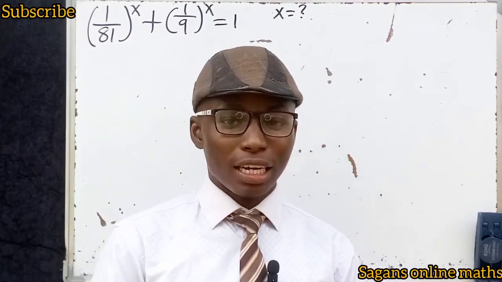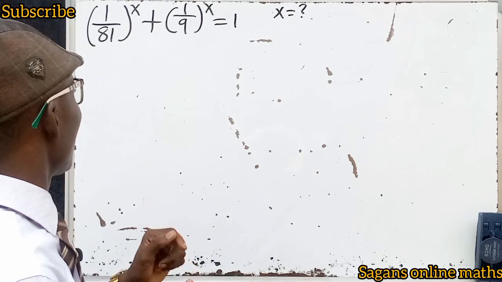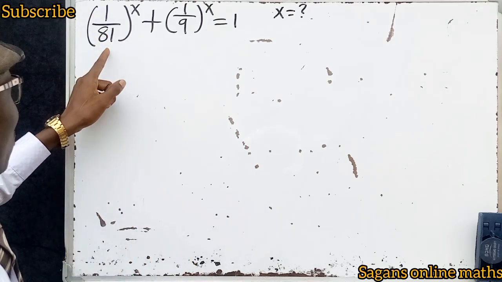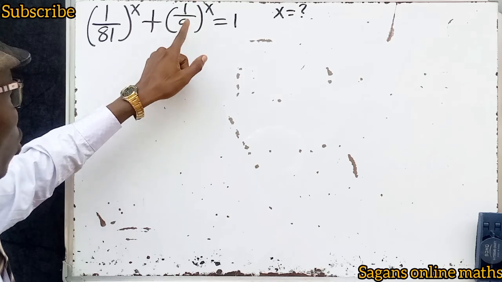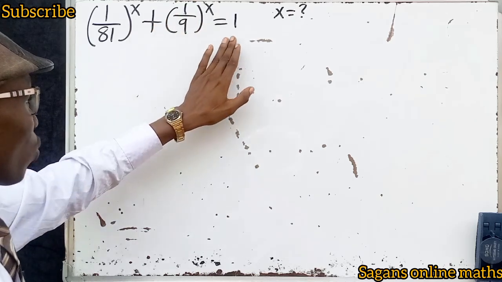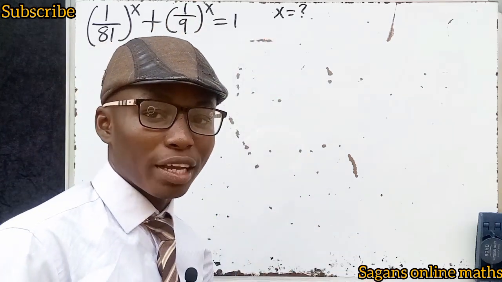Let's solve this question together. Now we are given (1/81)^x + (1/9)^x = 1. We are asked to look for the value of x.